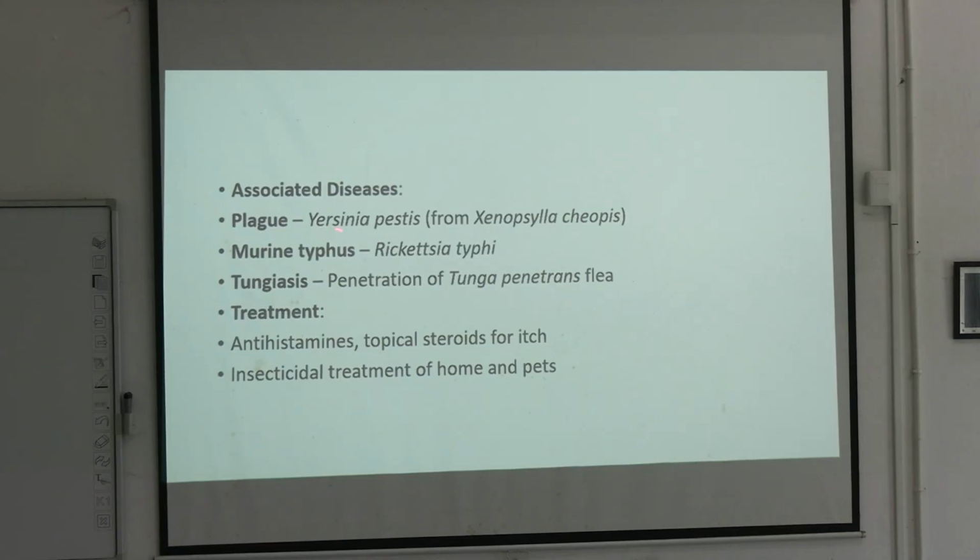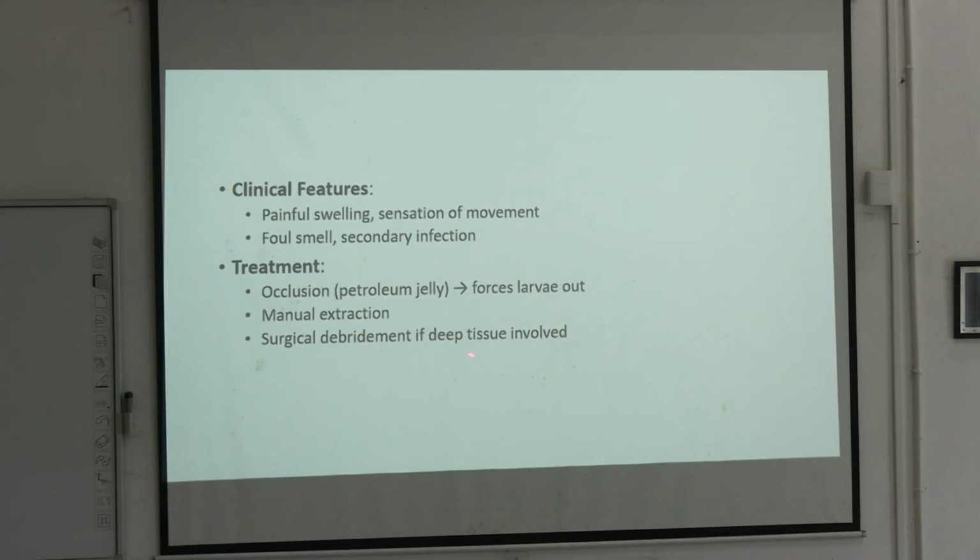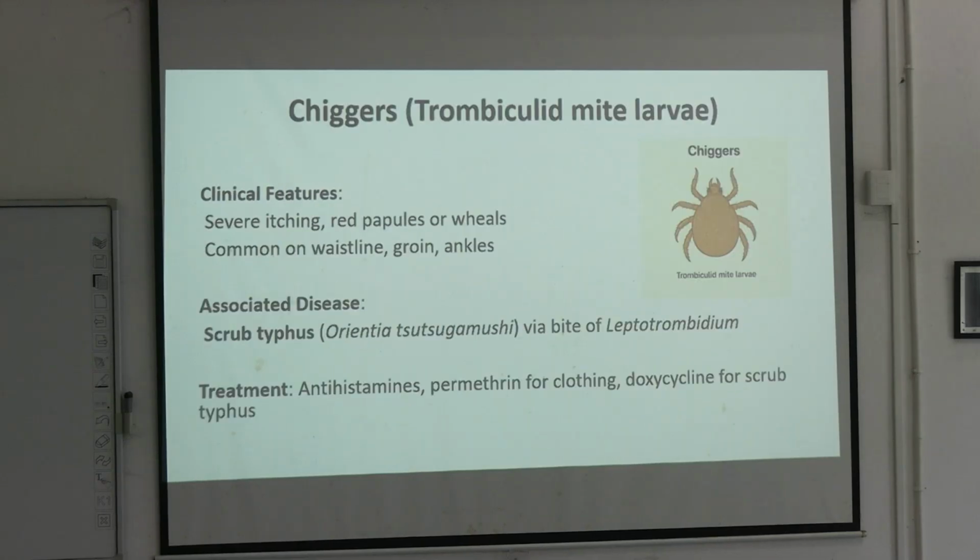Associated disease is Yersinia pestis and murine typhus, caused by Rickettsia typhi, and treatment is antihistamines and topical steroids for itching. So another one is myiasis, the infestation by fly larva, and what are the clinical features? That painful swelling and sensation of movement. This is not at all important.